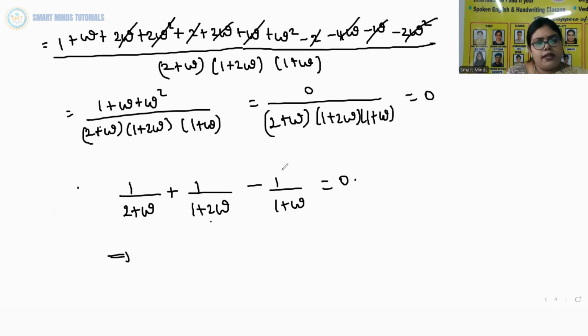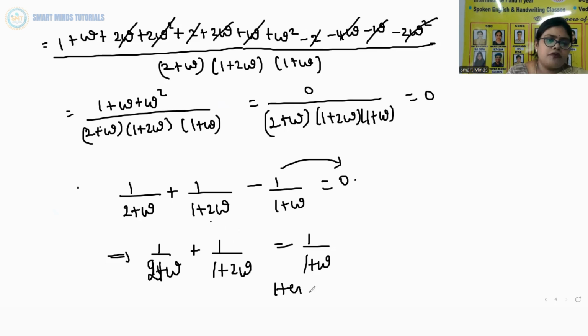Now I'll take this third term to the other side. So I will get 1 by 2 plus omega plus 1 by 1 plus 2 omega is equal to 1 by 1 plus omega, hence proved.